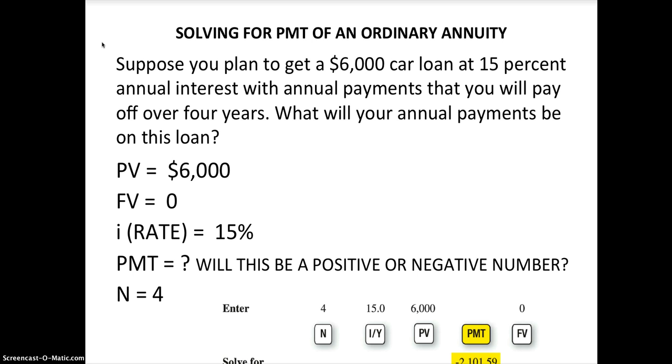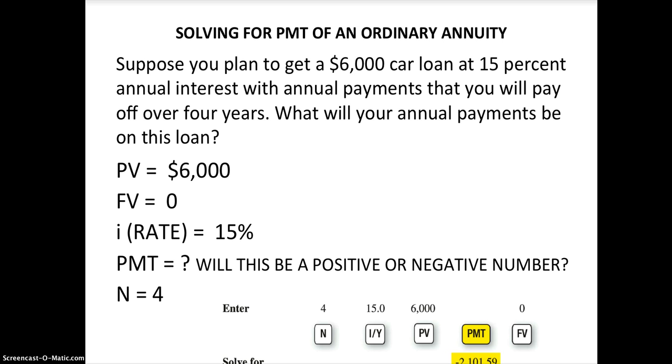Here's the answer to the question. I don't know if you can see the entire thing on the bottom, but for n, you would type in 4 for the number of periods, in this case 4 years. For I, the rate of interest is 15%. The present value is $6,000. Payment you'd leave alone initially when you're first entering your numbers into your calculator, and future value you'd put a 0 there.